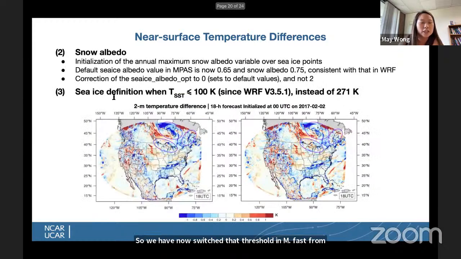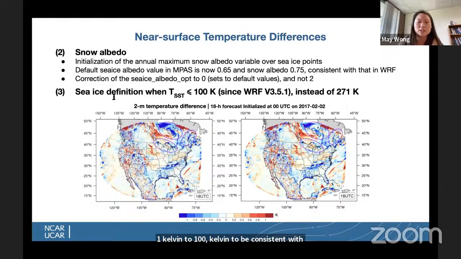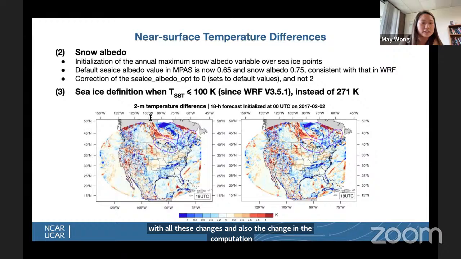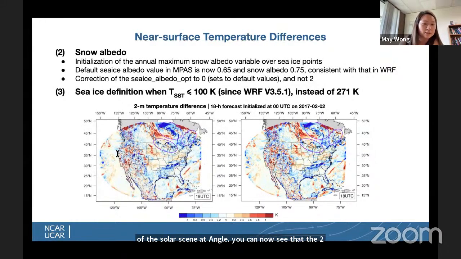And with all these changes and also the change in the computation of the solar zenith angle, you can now see that the 2-meter temperature difference is looking a lot better. You can see the reduction of the colder temperatures in Mpass, west of the Rockies, and also over the Hudson Bay area. I'm showing here on the left is before all these fixes, and on the right is after all these fixes. So you can see that the temperature differences are certainly reduced.